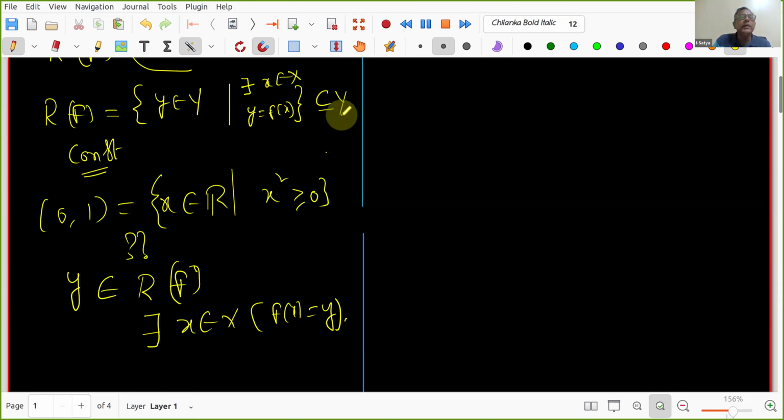Y may contain many elements. They may not be in the range. Y can contain extra elements. They are not images of any element. That's why we are defining what is the range of f, right?